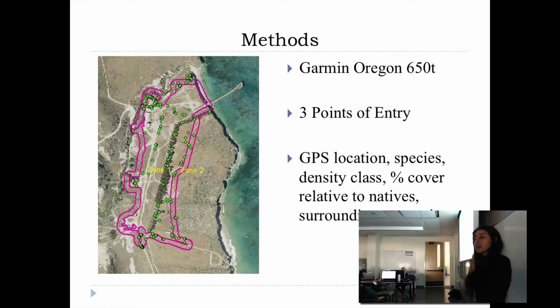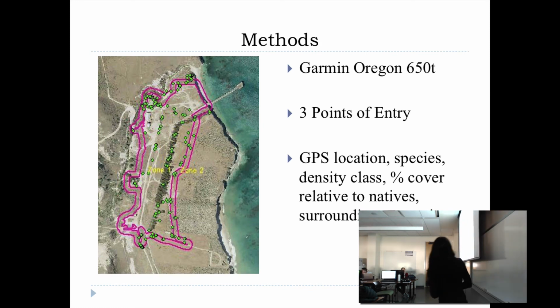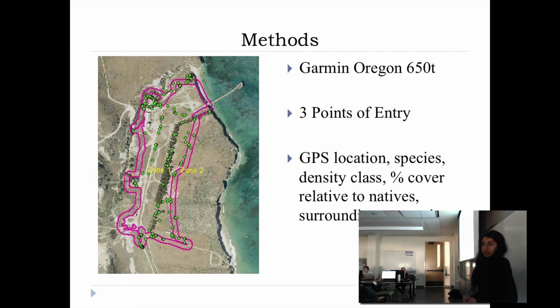So my methods, I used a GPS device called the Garmin Oregon 650T. I studied 3 points of entry, which include the pier, the campground, and the airstrip. I used GPS locations to mark the locations of the populations of the species I was looking at. I marked what the species was, the density class, so how big the infestation was, the percent canopy coverage relative to the natives, to see if the spread was really impactful. And then also checked out the surrounding vegetation area.